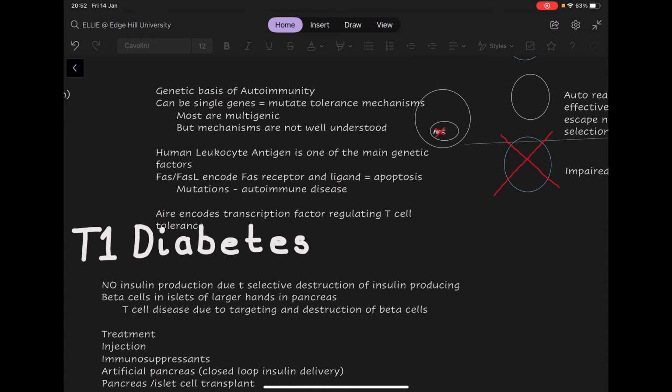There's the FAS and the FAS-L, which code for the FAS receptor and the FAS ligand respectively, which result in apoptosis. Any mutations within these can lead to autoimmune diseases. And then there's the AIRE gene, which encodes for transcription factors which regulate T cell tolerance.